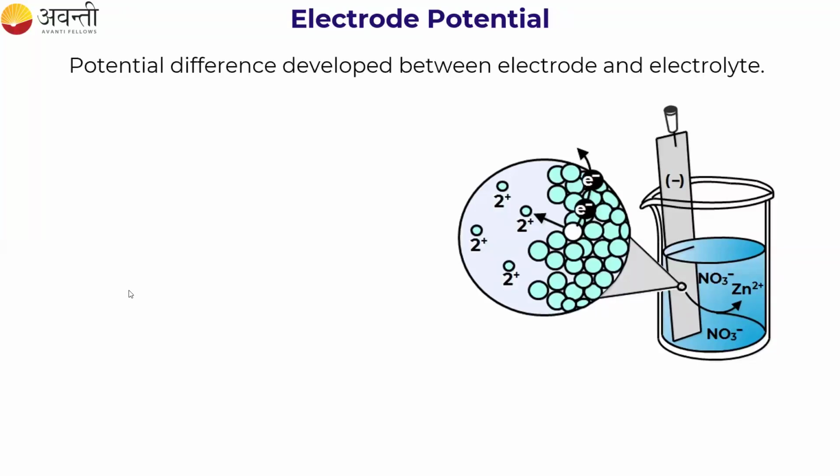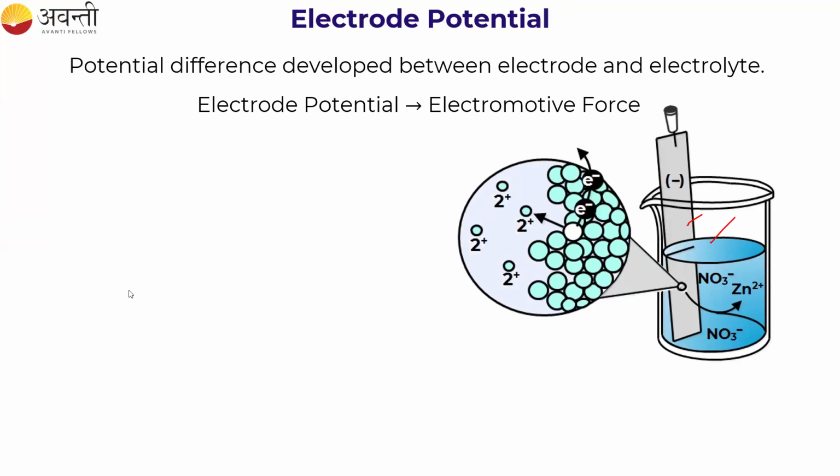Now, the potential difference developed between the electrode dipped inside the electrolyte, electrolyte meaning electrolytic solution, is called the electrode potential. Got it? It is also denoted by the electromotive force of that particular system.